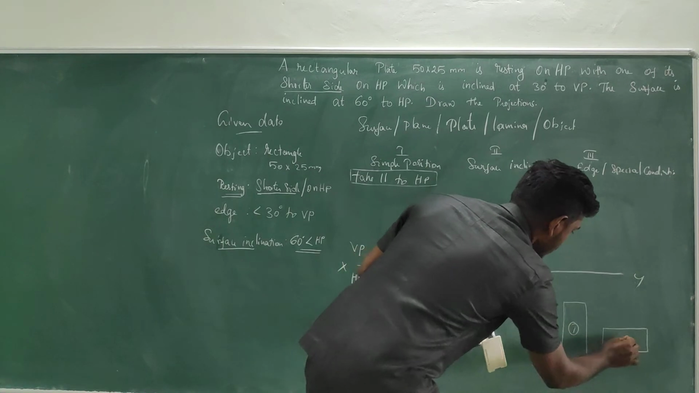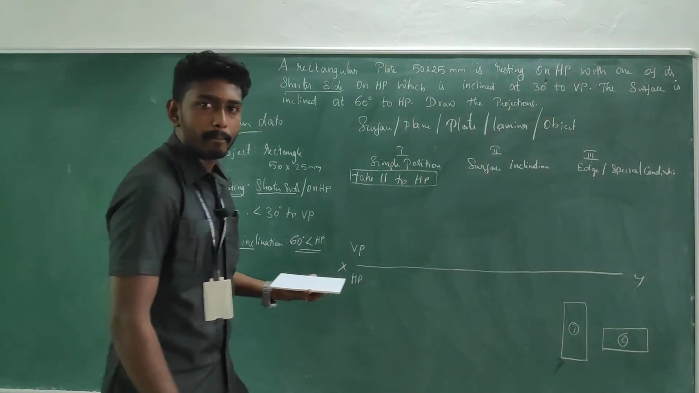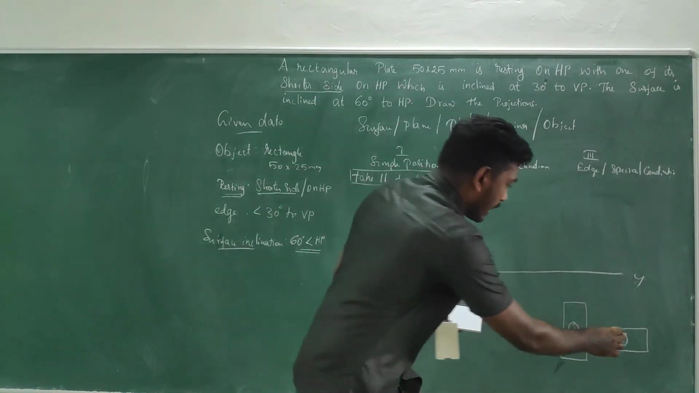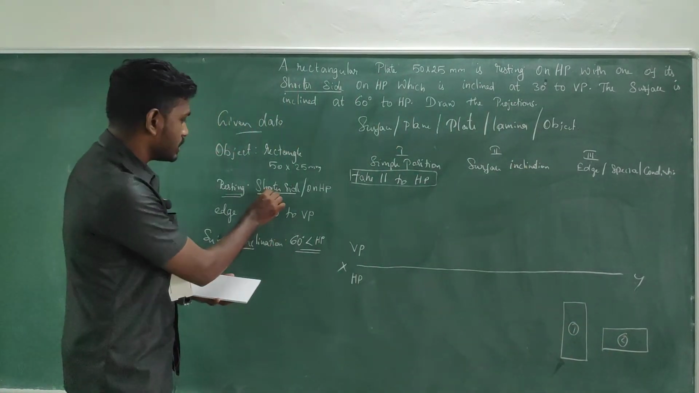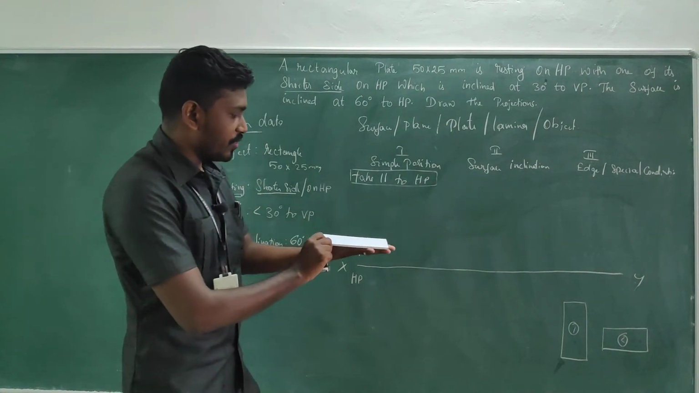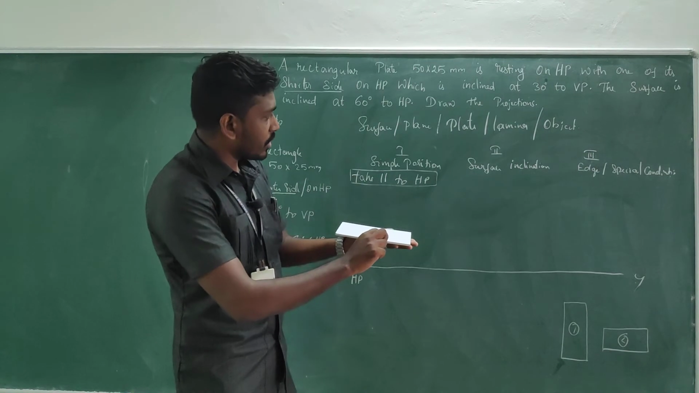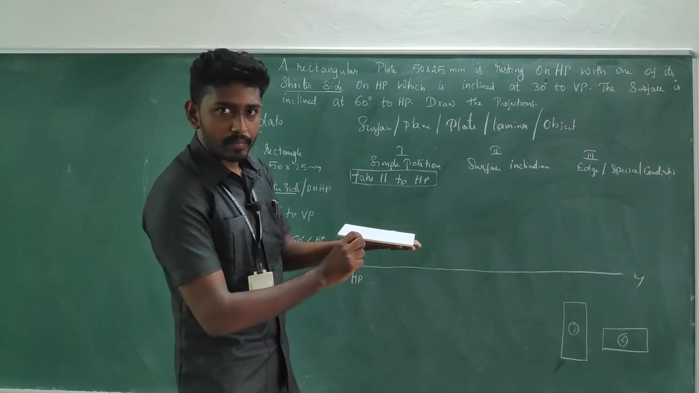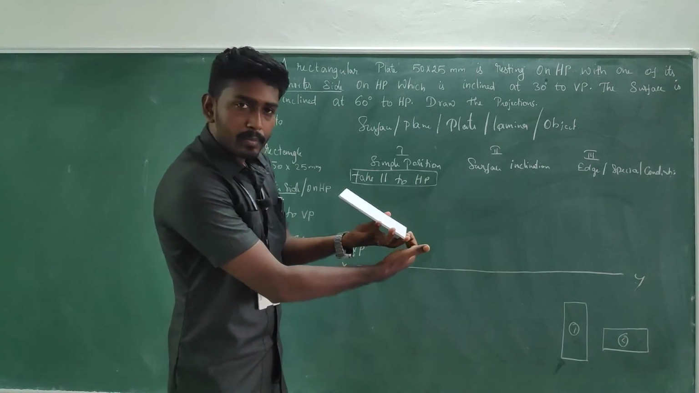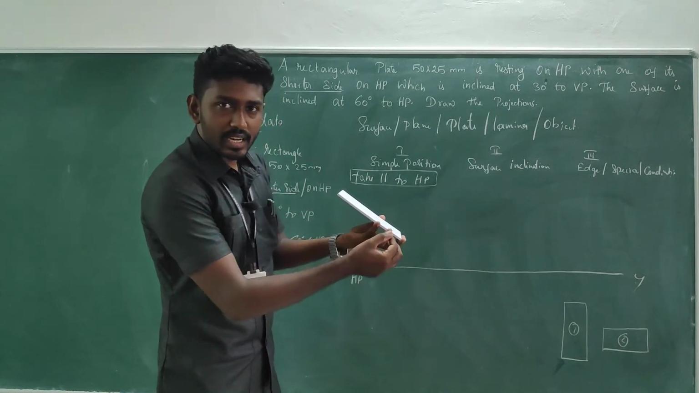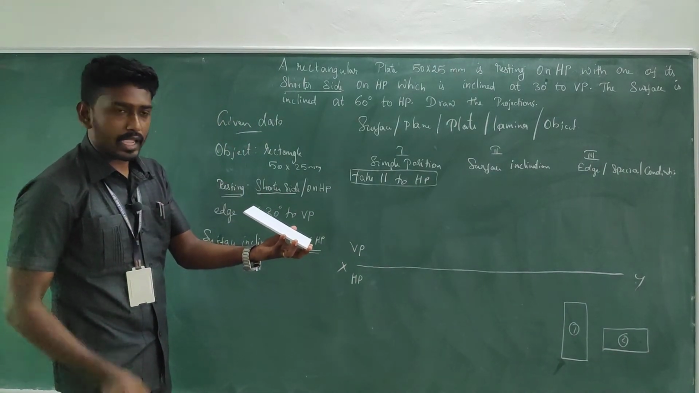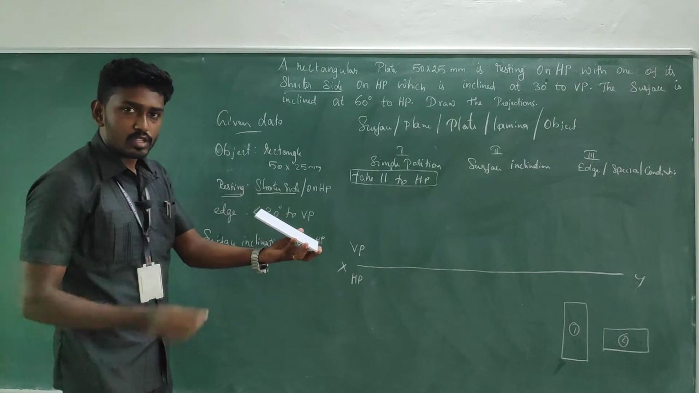What is the right position? Whether I have to keep my object like this or like this. Here it is mentioned that the shorter side is resting, right? So when you are going with the surface inclination, the edge which is resting on the HP should be the shorter side.